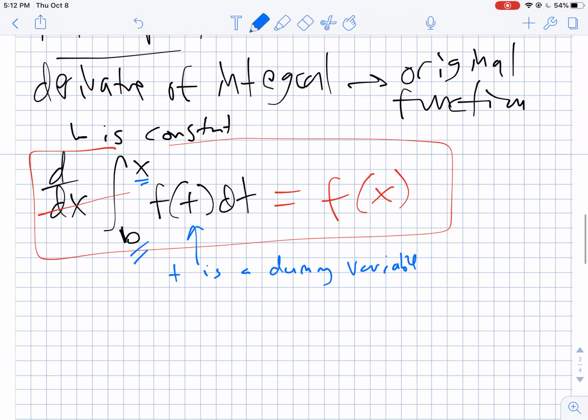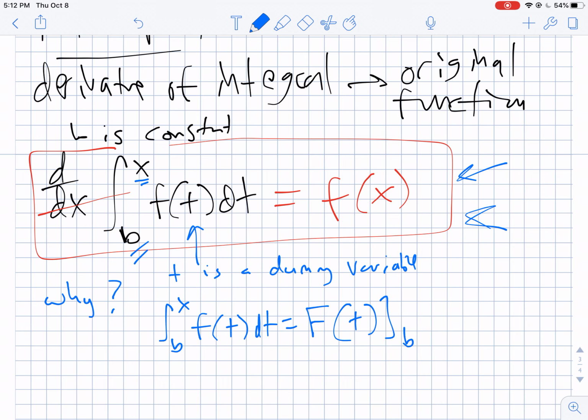So you may be wondering, why does this work? Well, let's start with the inside. This is saying that the derivative and the integral cancel, but you might wonder why. Let's see if we can prove this. The integral from b to x of f of t dt is just equal to the antiderivative of f going from b to x. So that's just equal to the antiderivative at x minus the antiderivative at b.